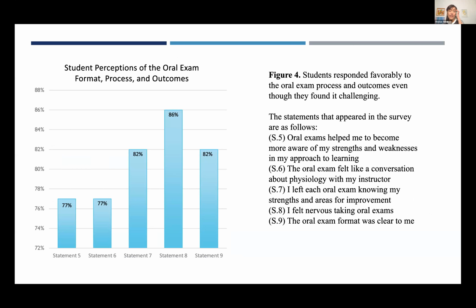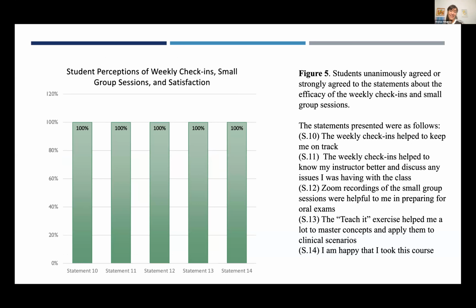So the oral exams, this is about the format. I just won't go through it. You can read my paper for this. I don't want to take up too much of your time. So here are some of the perceptions. The weekly check-ins, they love. It takes a lot of time, but they love it.